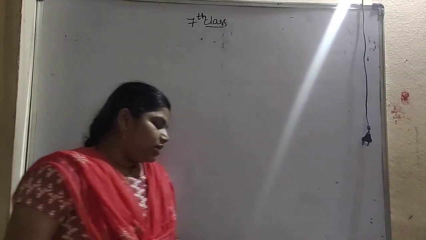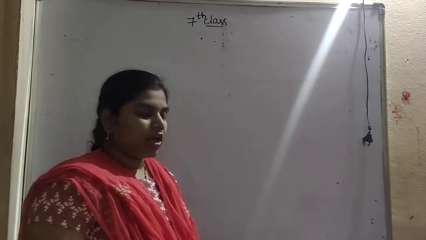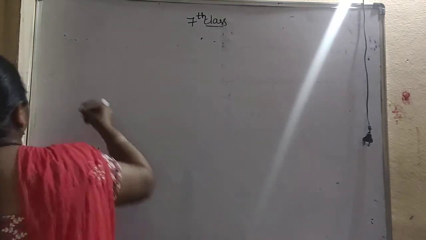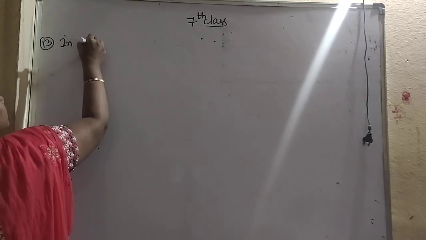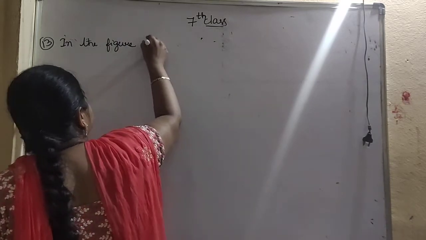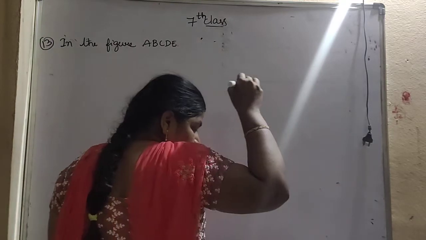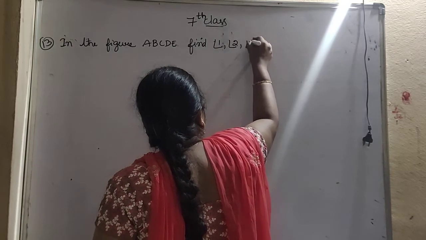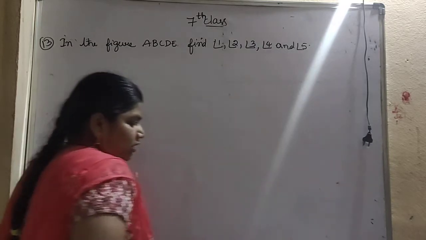So 13th one. In the figure ABCDE, find angle 1 plus angle 2 plus angle 3 plus angle 4 plus angle 5. So we have to find all these 5 angles. So we have to find all these angles now.